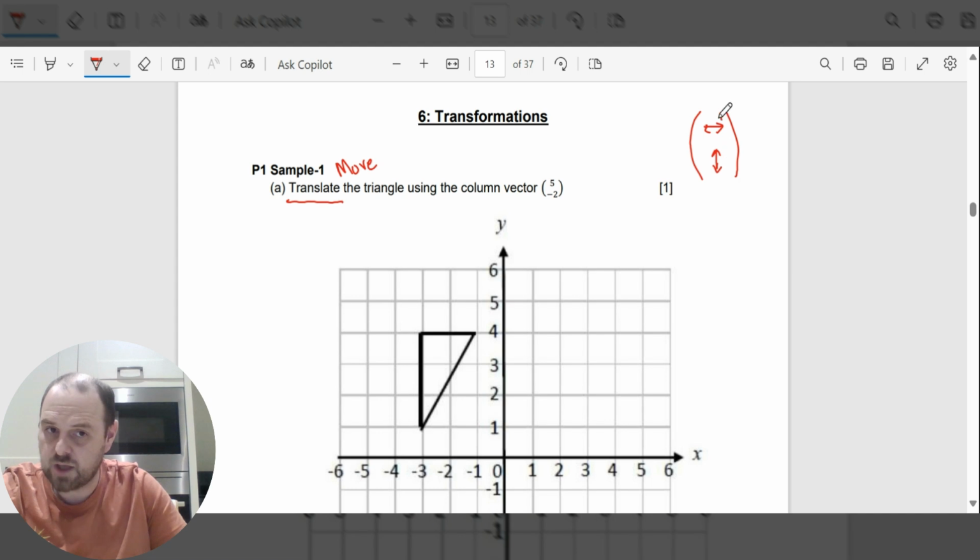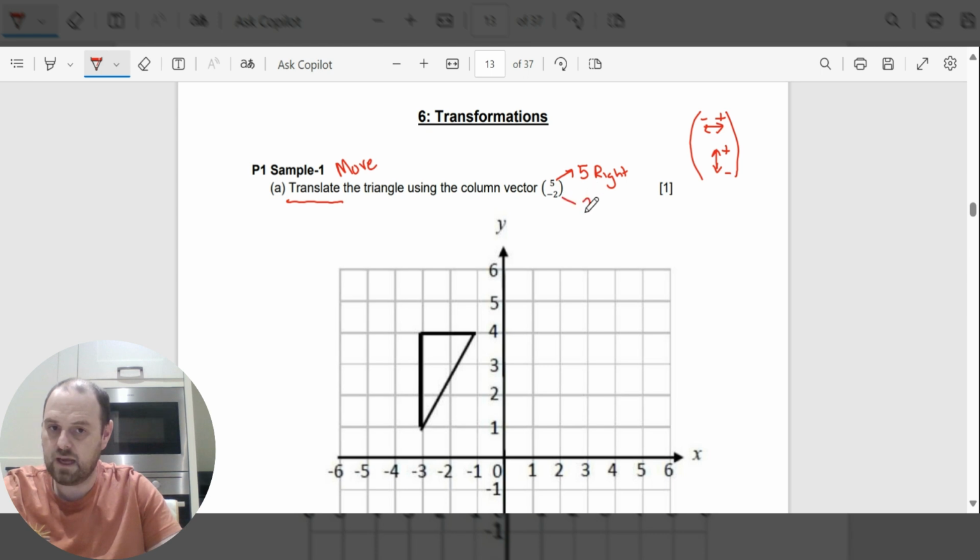The top number will tell you if it's right or left, plus to the right, minus to the left. And the bottom number will tell you if it's up or down, plus for up, minus for down. So this would be 5 is 5 right, and minus 2 is 2 down.